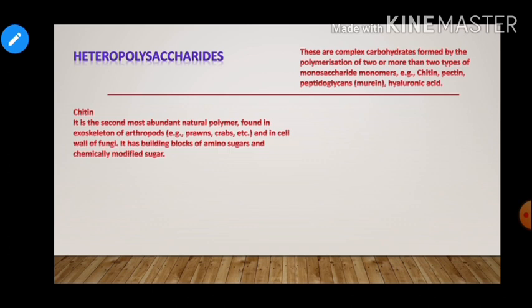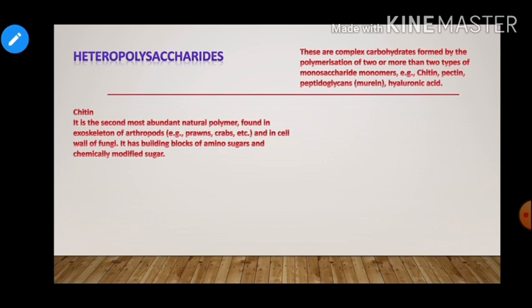Talking about an example, chitin is a very good example. Chitin is the second most abundant natural polymer, found in the exoskeleton of arthropods. Children, have you ever touched any kind of arthropod? Like if you take the example of a cockroach, it is very hard from the outside. Why? Because it has an exoskeleton which is made up of chitin.